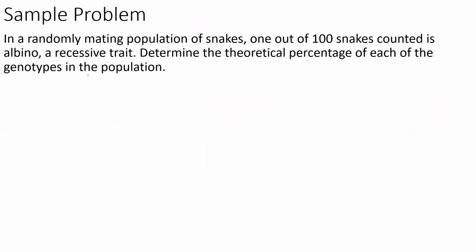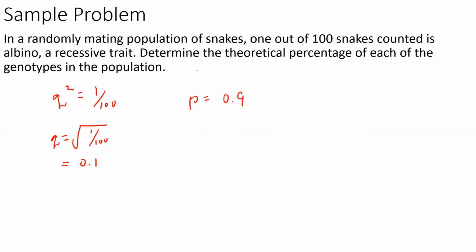Okay, so let's do a couple of problems here. In a randomly mating population of snakes, 1 out of 100 is counted as albino. So my Q squared is 1 out of 100. Determine the theoretical percentage of each of the genotypes. Okay, well, the theoretical percentage of this is going to be 1%. But how do we now get our P squared? Well, Q is the square root of 1 over 100. It's going to give me 0.1. Therefore, P has got to give me 0.9.